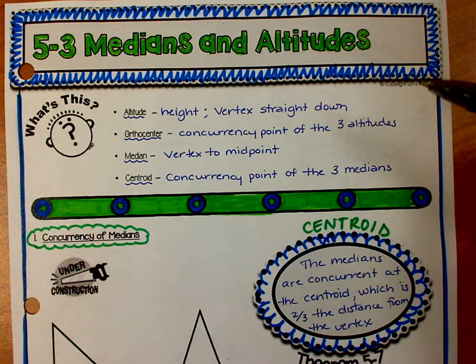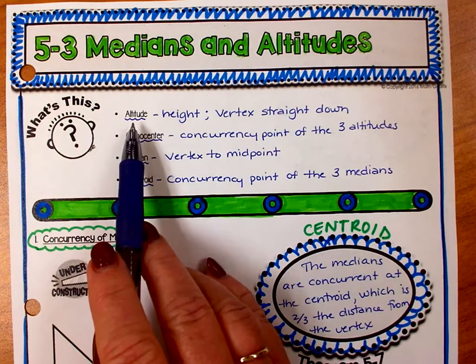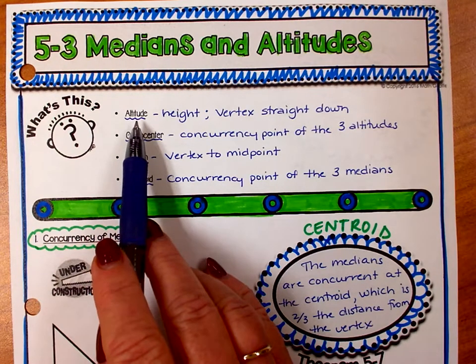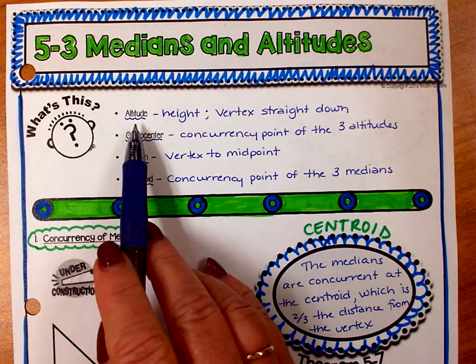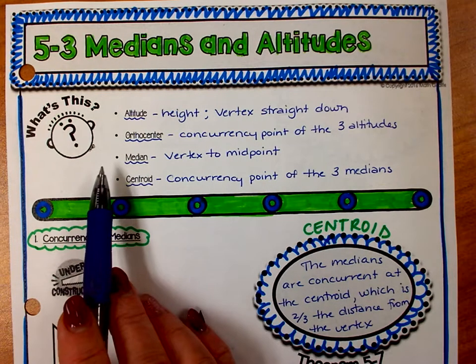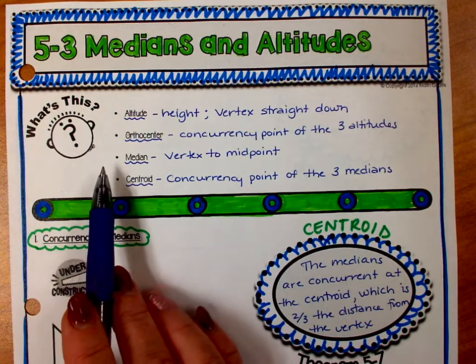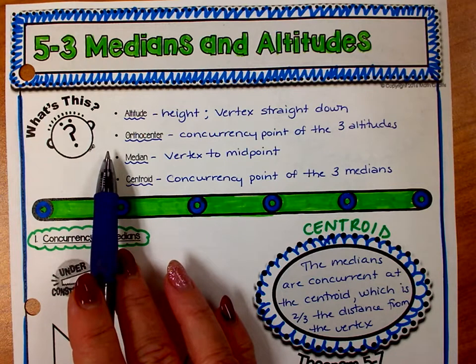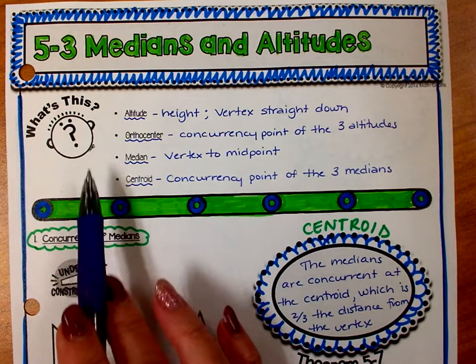The first new line segment is the altitude, which is another word that means height. In fact, when describing how high a plane is flying, the pilot will say the altitude the plane is flying. It's drawn from the vertex straight down. The point of intersection from the three altitudes in a triangle is the orthocenter.